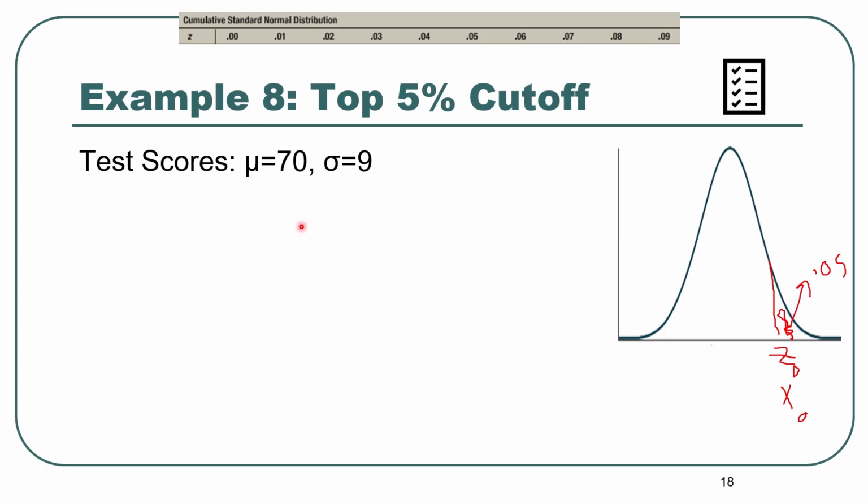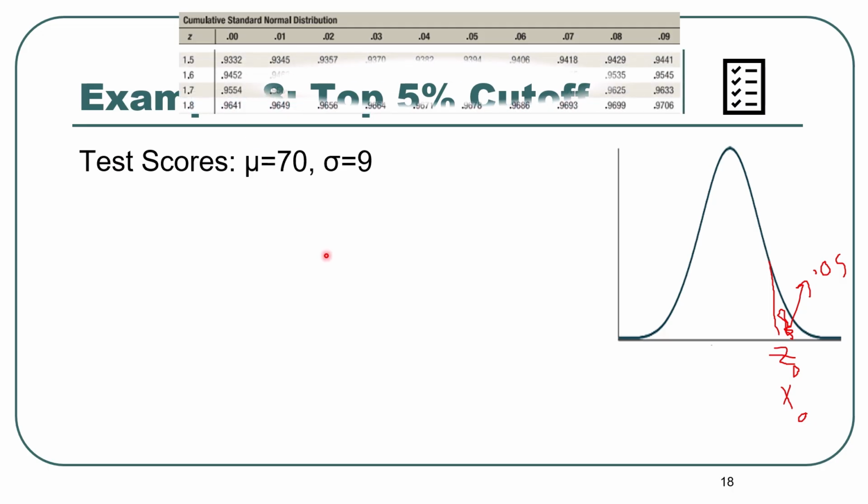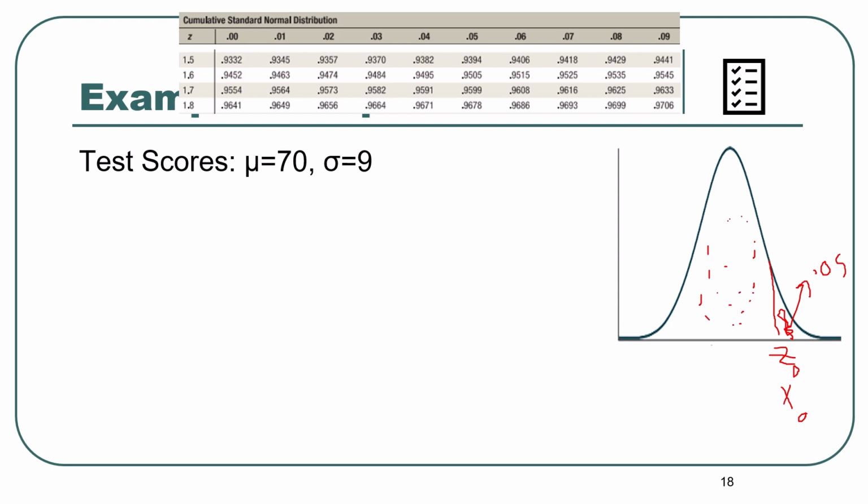So let's see what is the value associated with this 5%. So here is part of my table, but hey, wait, this is a right tail area. I need to enter my table with a left tail area. So this dotted area is the one that I need to enter my table with, which is nothing but 1 minus 0.05, so it is 0.95.